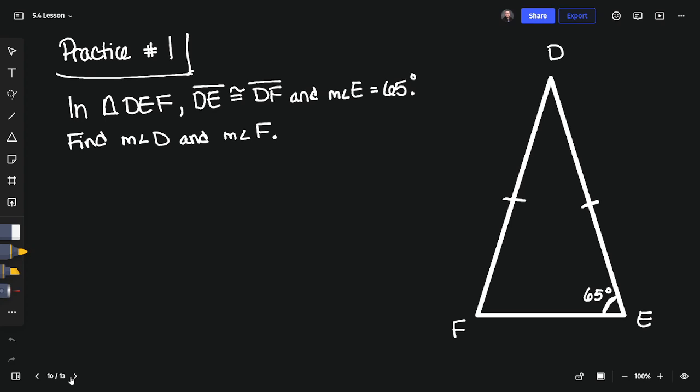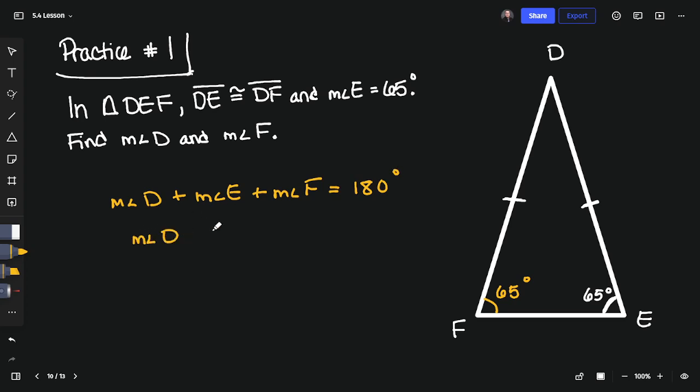Ready? Okay. So, since we know that this is an isosceles triangle, we know the base angles are congruent. So that means angle F is congruent to angle E, which means they are both 65 degrees. And then we know that since the interior angles of a triangle add up to 180 degrees, that means the measure of angle D plus the measure of angle E plus the measure of angle F equals 180 degrees.